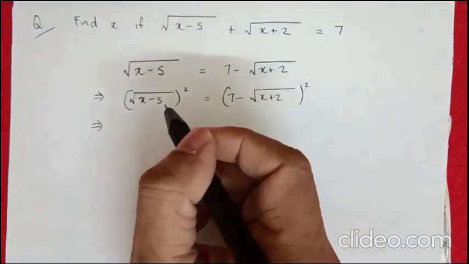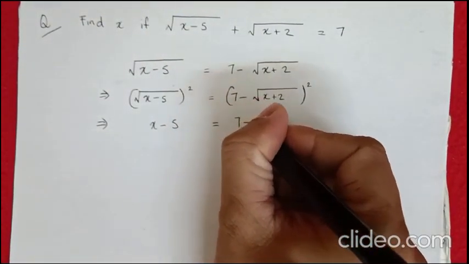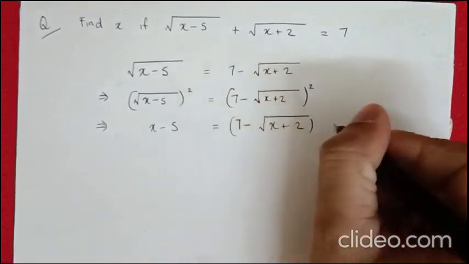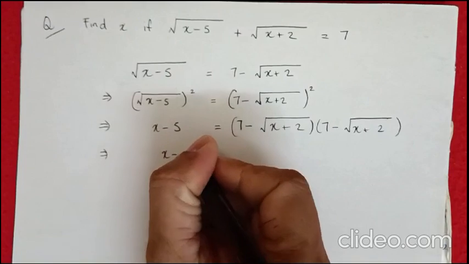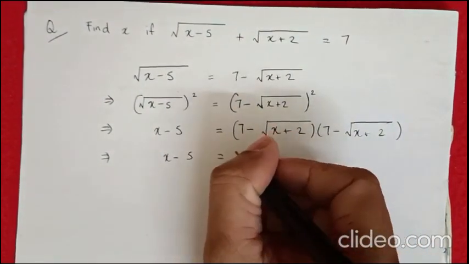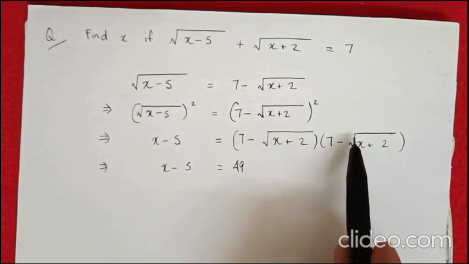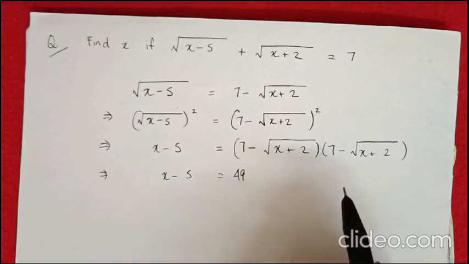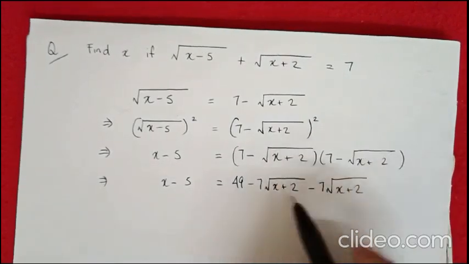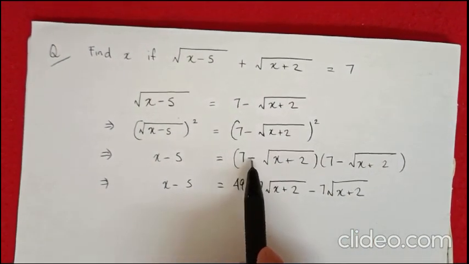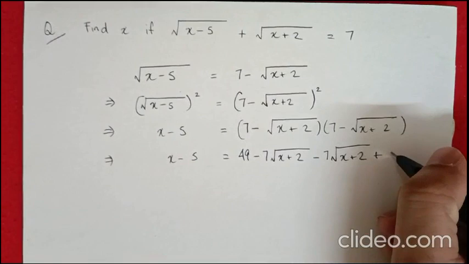This gives us, so square root of x minus 5 whole squared, that will remove the square root. This will become x minus 5 here. Whereas here, I will expand the term so that it's easier for us to write the complete expression. 7 minus square root of x plus 2. Which implies x minus 5 is equal to, so 7 into 7, that is 49, minus 7 into square root of x plus 2, and there will be one more minus 7 square root of x plus 2. And again we have to have this term and this term multiplied. There is a minus in front of both. Minus into minus gives us positive, right?